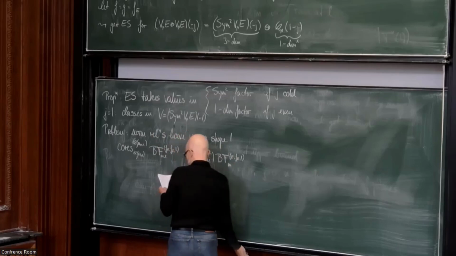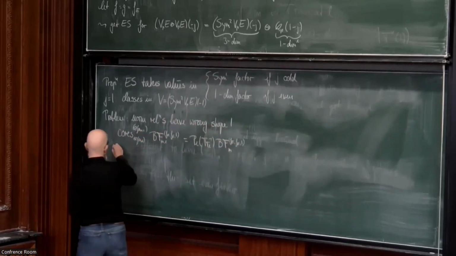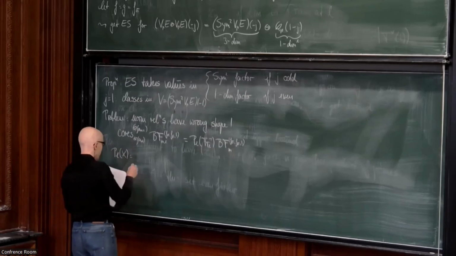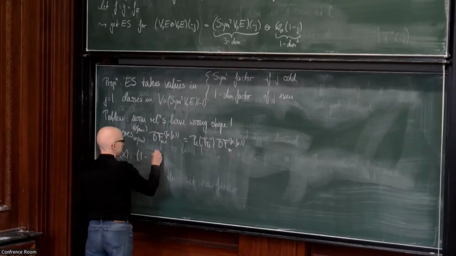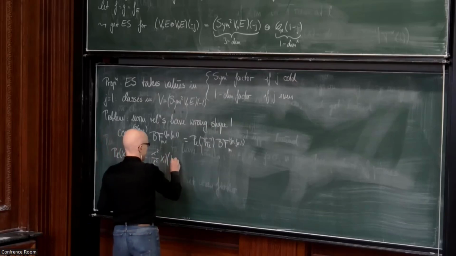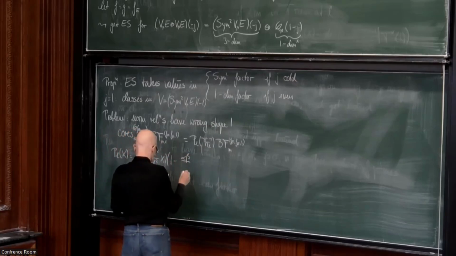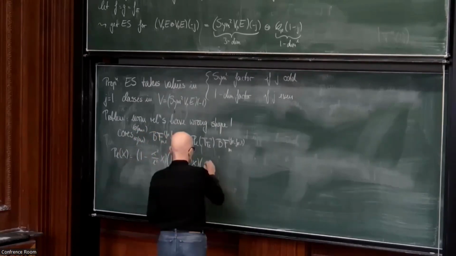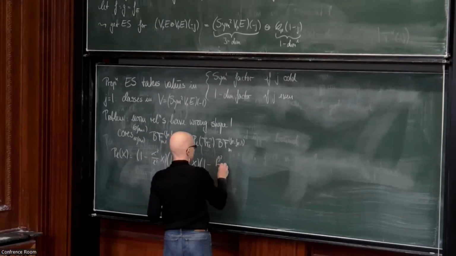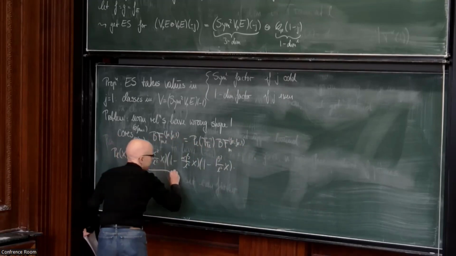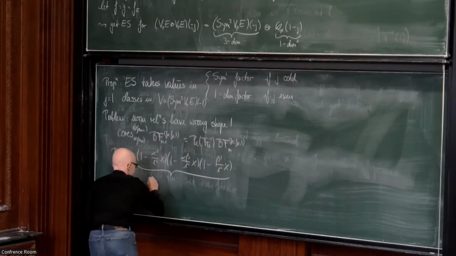But what is PL of x explicitly? It is the following polynomial: 1 minus alpha squared over L squared x, times 1 minus alpha beta over L squared x, times 1 minus beta squared over L squared x. This here is the right factor, this is the one we want. This is the Euler factor for the Sym squared.